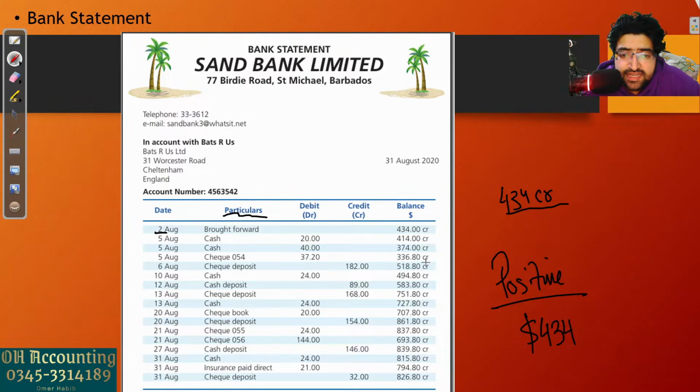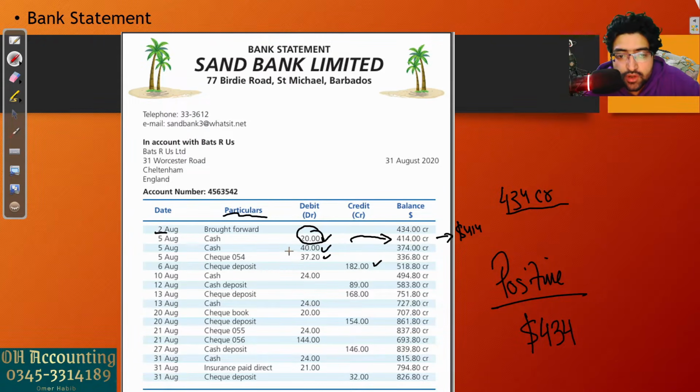And then these are all the details of the transactions that took place, right? This is money going out on the debit side, this is money coming in, and then they keep balancing the statement after every transaction. For example, on 5th August, we have withdrawn some cash worth $20. So our balance is reduced to 414 from 434, right? So now we have $414 available.